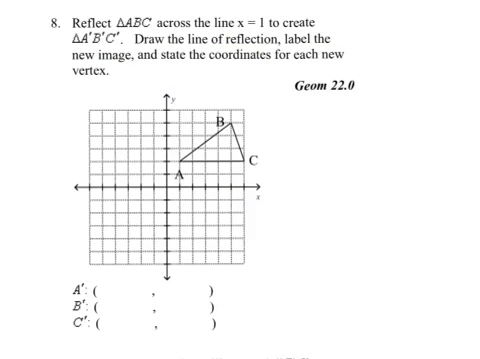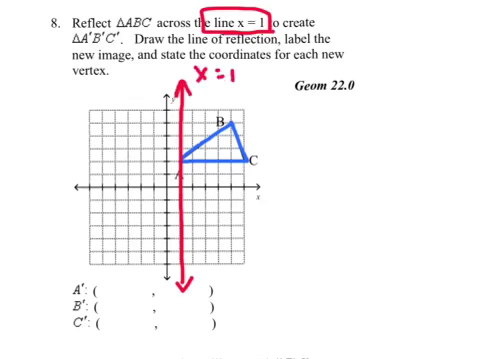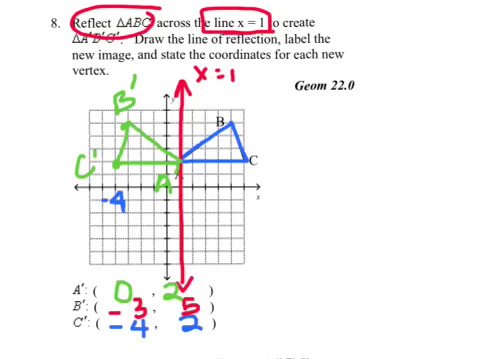This question says we need to reflect this triangle, ABC, across the line x equals 1. So that's similar to the last one that we did. The only thing is this time the line x equals 1 is a vertical line. It crosses the x-axis at 1, so it's actually a line that goes like this. So first draw in that line x equals 1, and then we're going to reflect it over that. So go ahead and try to do the reflection and list the new coordinates, and I will do it as well. So this is what it should look like.